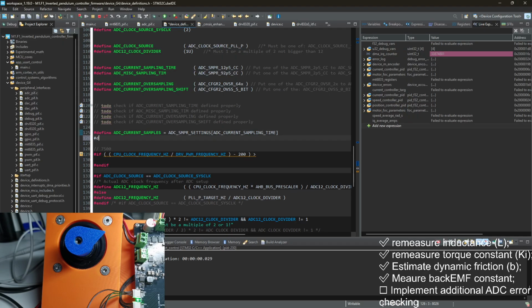So define ADC current full samples will be equals to this value plus 1, plus, no, plus 13. 13?